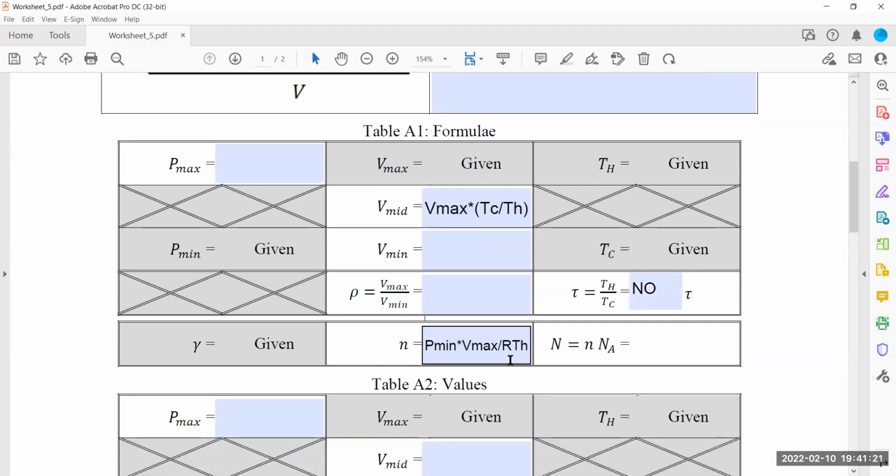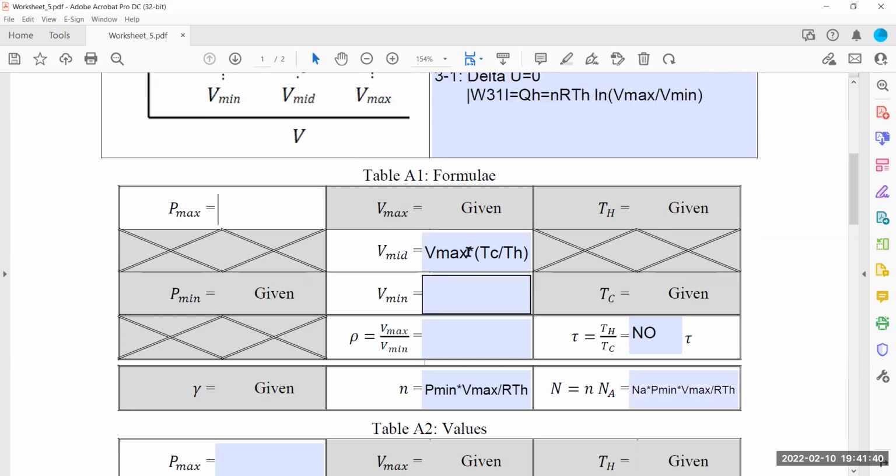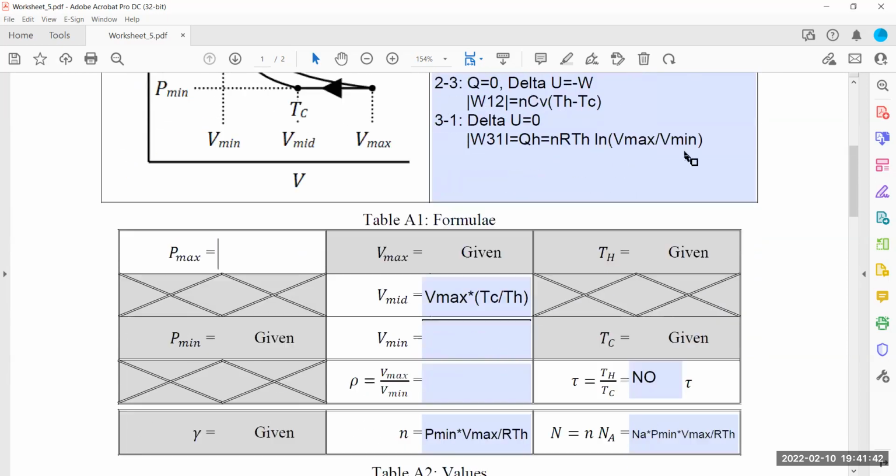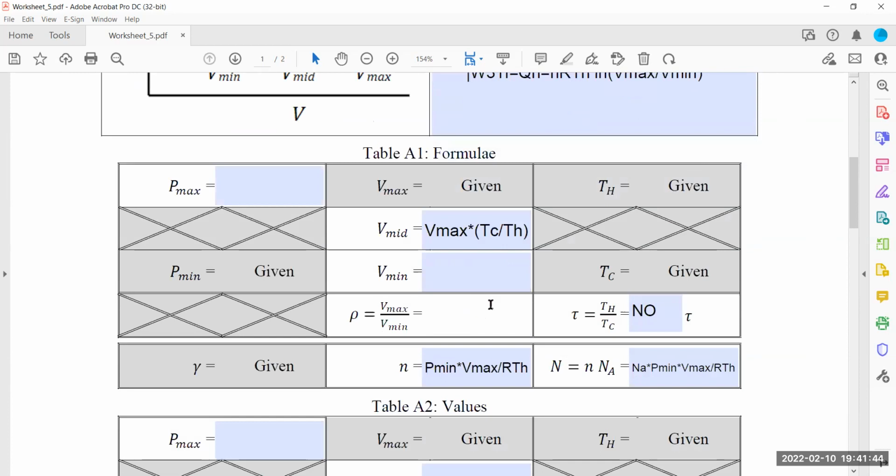Now the last one in here, since you found n, all you have to do is just multiply this one by Avogadro's number, N_A times P min times V max divided by RT_H. Okay, so the missing thing in here is to solve those two algebraic equations that I pointed X on. Once you do find that, you find what rho is. Okay.